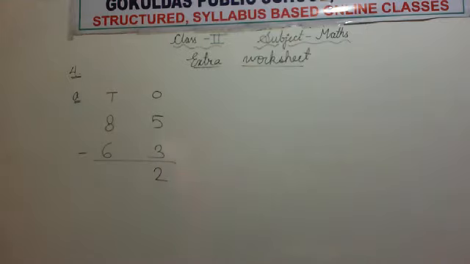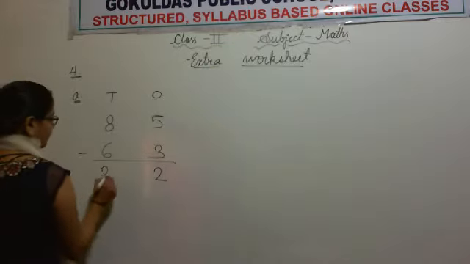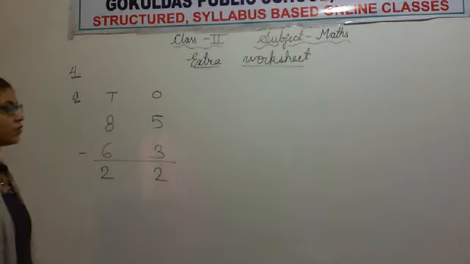Open 8 fingers. Now minus 6 is there. So now close 6 fingers. How many fingers are left now? 2 fingers. So let's write the number 2. This is our answer 22.